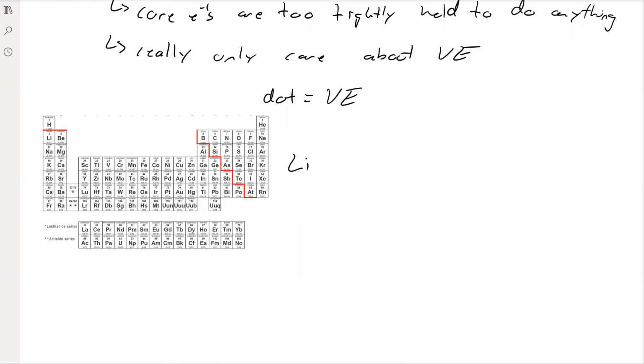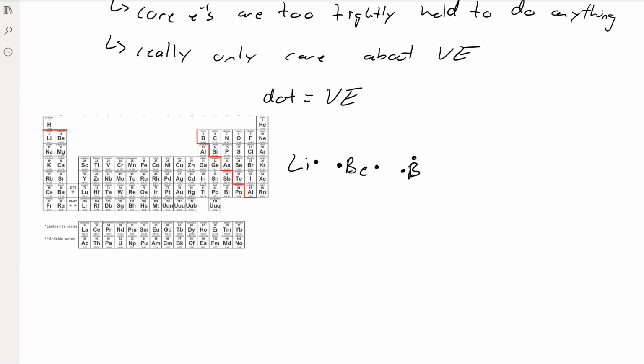So for example, if we think about lithium, lithium is in this first row. It only has one valence electron, so it only gets one little dot around it. Right, next column over, beryllium has 2 electrons, so we draw 2 dots. Note that we don't pair them up, we put one on either side. It doesn't necessarily have to be left and right. It could be top, bottom, top, right, whatever, but don't pair them up.